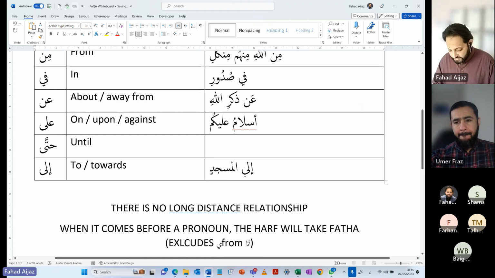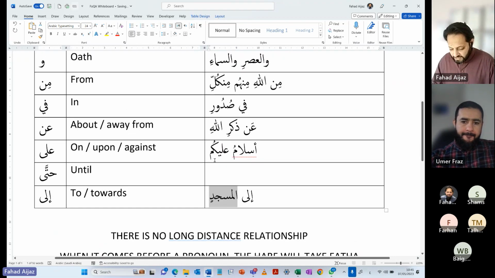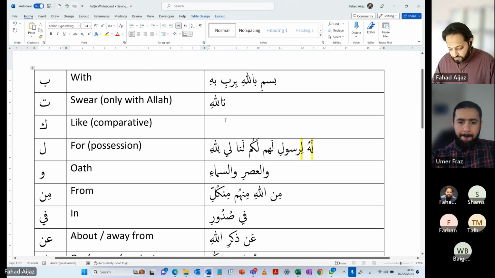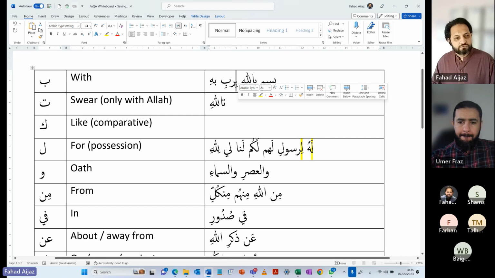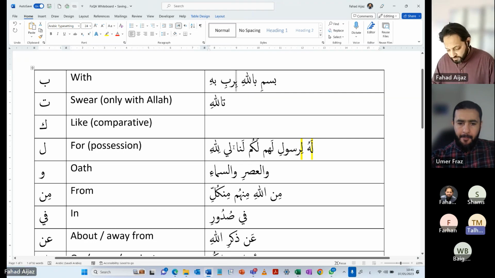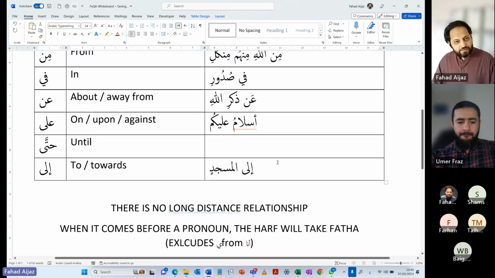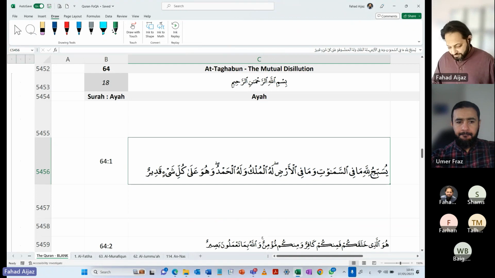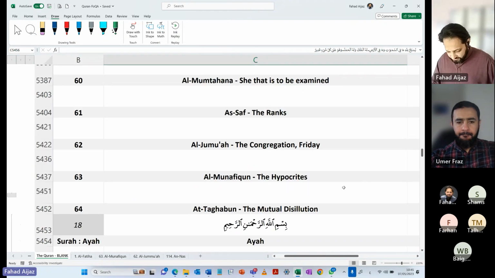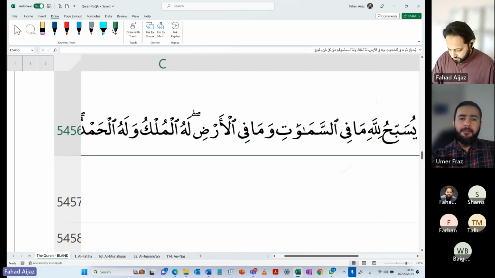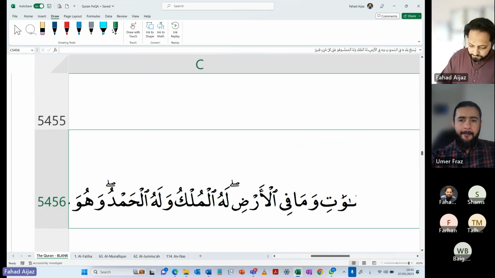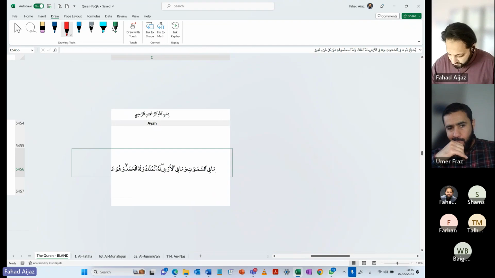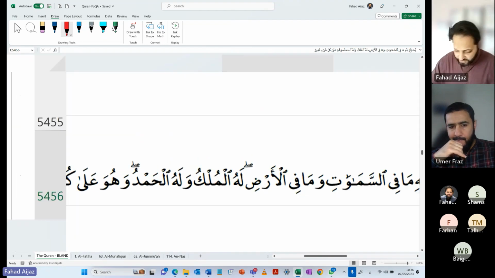In this case, ila is jar, al masjidi is majroor; alay is jar, kum is majroor; bi is jar, rabbi is majroor. Understand? So this fragment, formally in Arabic grammar, is called jar majroor. I will use these terminologies so you get used to it, inshallah. We're going to find jar and majroor wherever we can, so let's go word by word. You should tell me where you find it, inshallah.